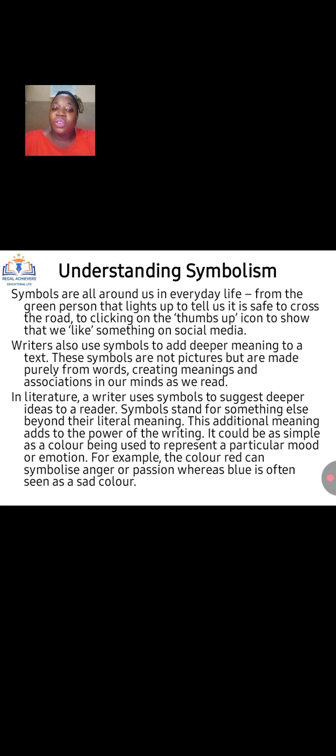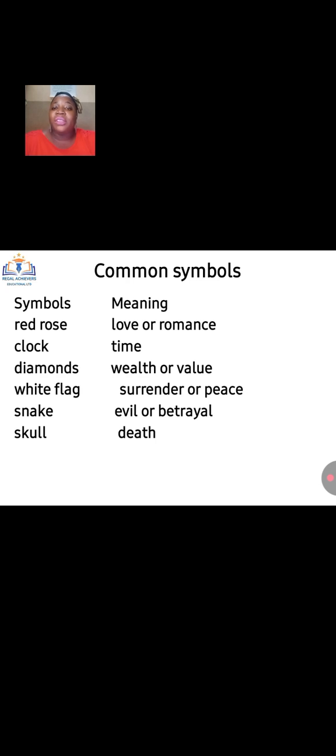It could be as simple as a color being used to represent a particular mood or emotion. For example, the color red can symbolize anger or passion, whereas blue is often seen as a sad color. Here are some common symbols, and I'm going to be telling you the meaning.